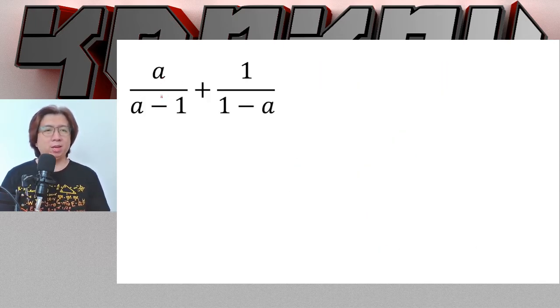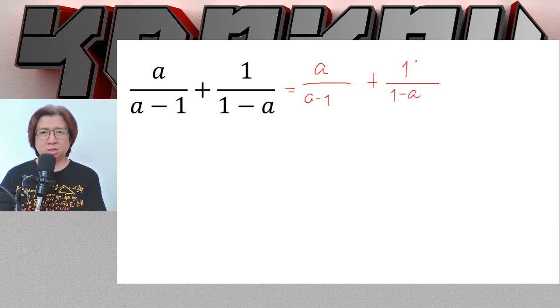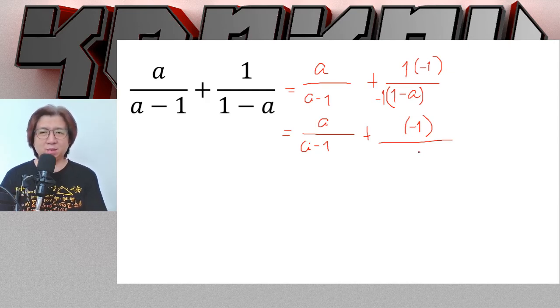Okay, the same thing. We have a over a minus 1 plus 1 all over 1 minus a. So we have a over a minus 1 plus 1 all over 1 minus a. We can multiply the second term by negative 1, both numerator and denominator. So a over a minus 1 plus, we have negative 1 here. Negative times positive is negative, and then negative 1 times negative a is positive a.